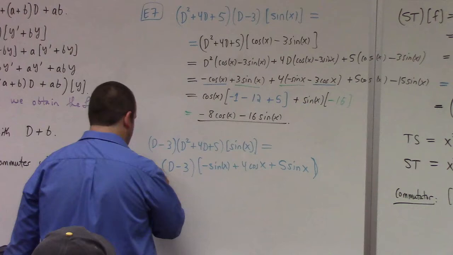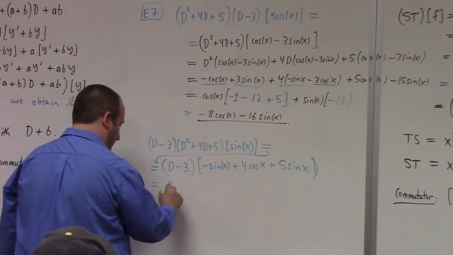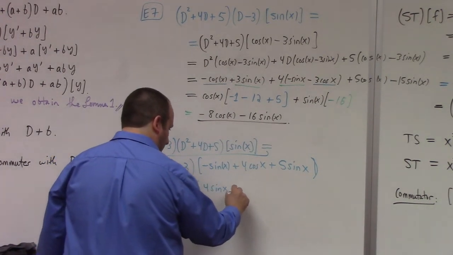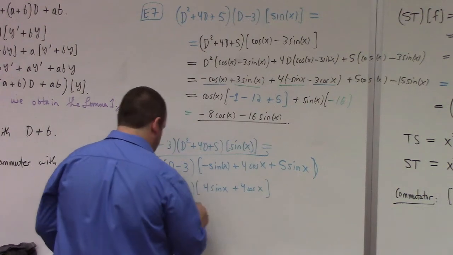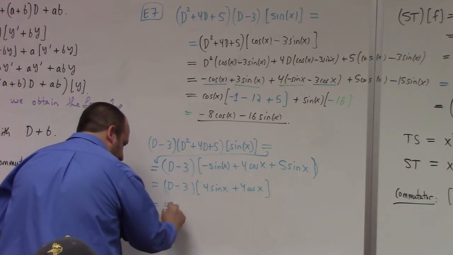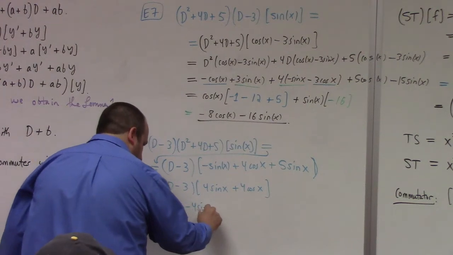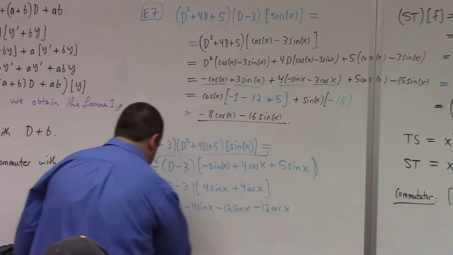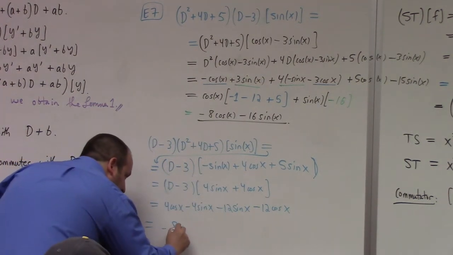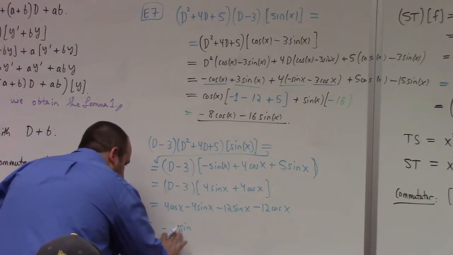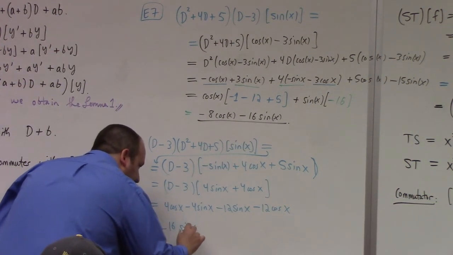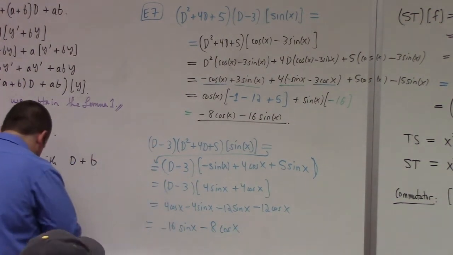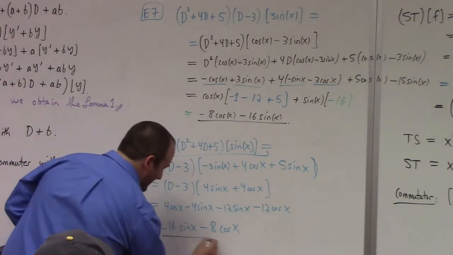And it pays off to simplify before I go on. That's d minus 3 acting on 4 sine x plus 4 cosine x, which gives me 4 cosine x minus 4 sine x minus 12 sine x minus 12 cosine x, also known as minus 16 sine x, yeah, and minus 8 cosine x. Please let that be the same. Yeah, what do you know?